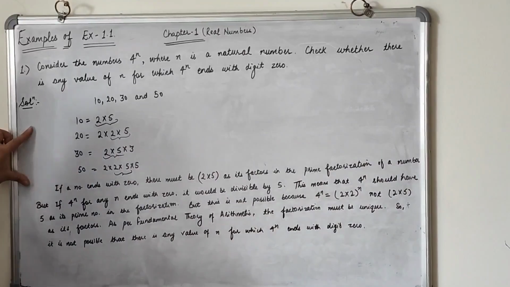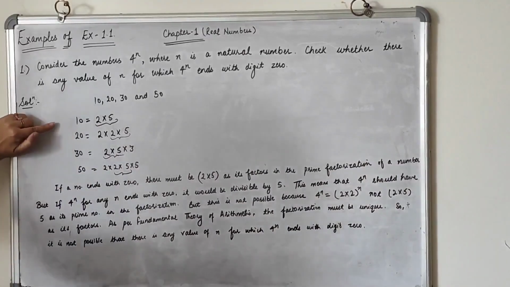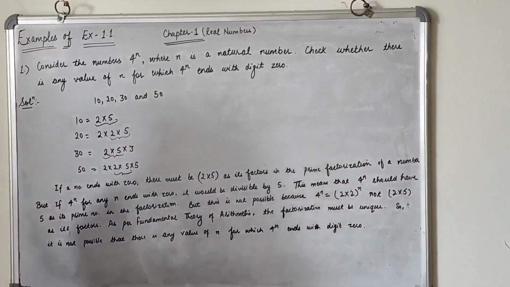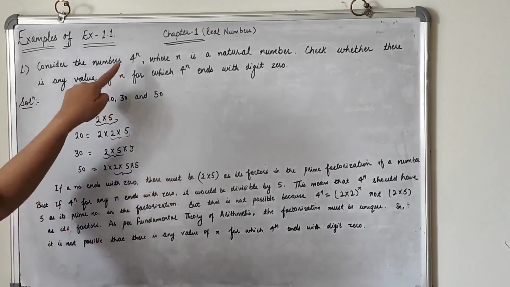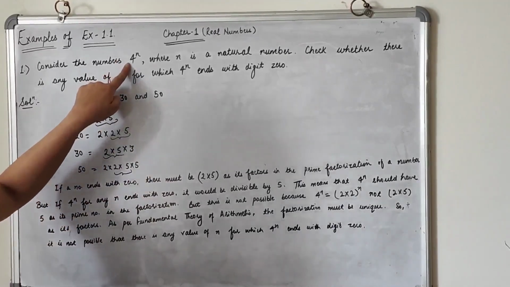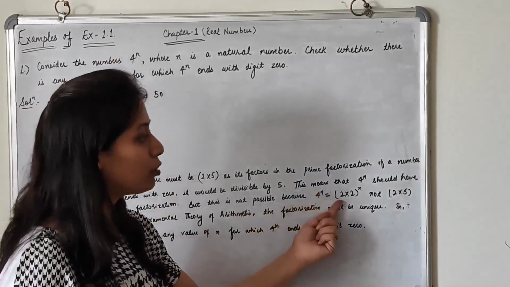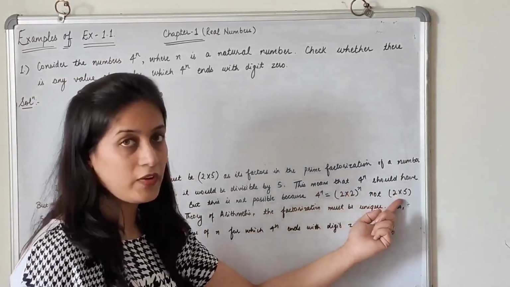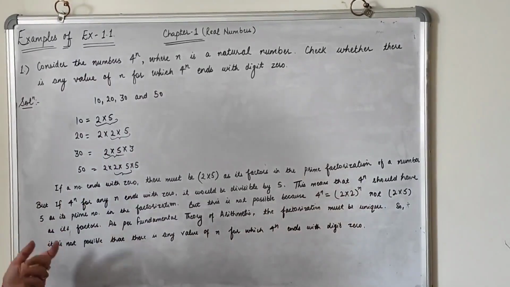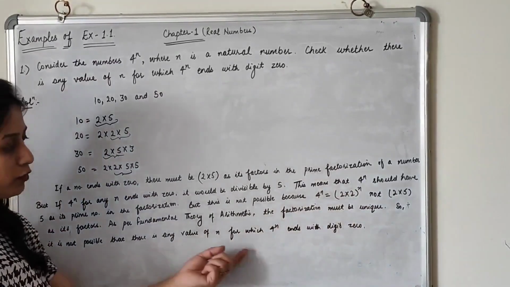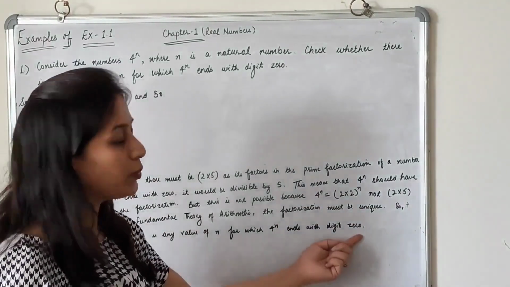So in every case, if a number ends with digit 0, it should have 2 cross 5 as its factors. But in this case, 4 to power n was there. What were the factors there? 2 cross 2, not 2 cross 5. So that is why it is not possible that there is any value of n for which 4 to power n ends with digit 0.